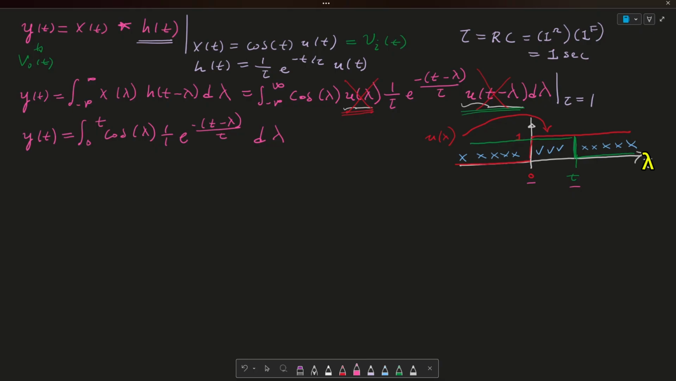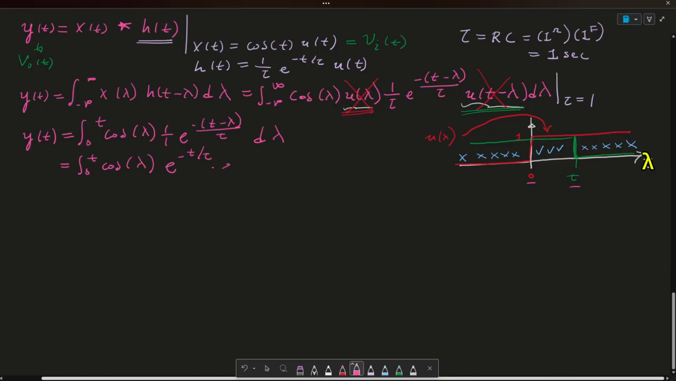So what I can do is separate my exponents. So this is equated to the integral from 0 to t of cosine lambda times e to the minus t over tau times e to the lambda over tau d lambda. And again, we know that tau is just 1 here and 1 here, so we can get rid of this since it's just 1.